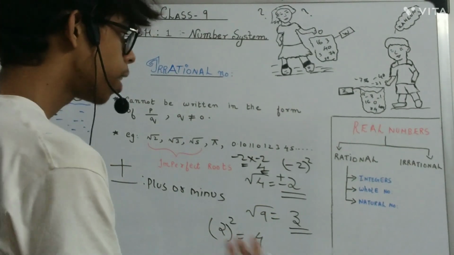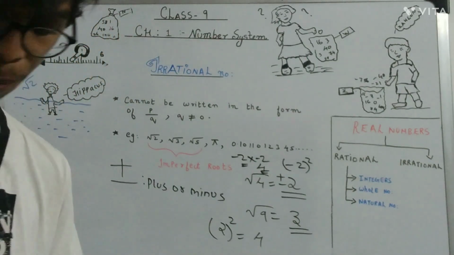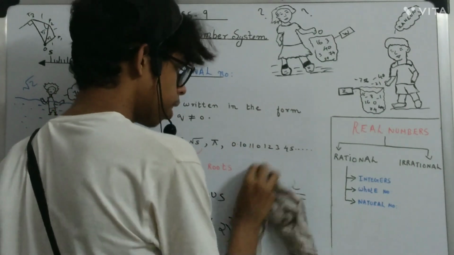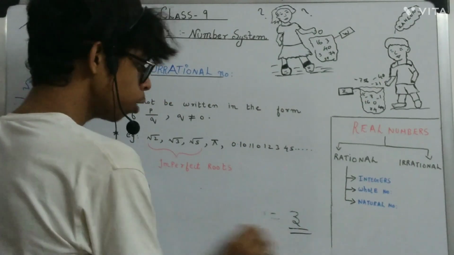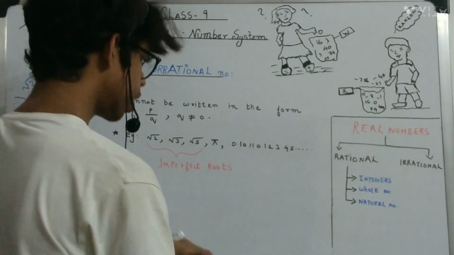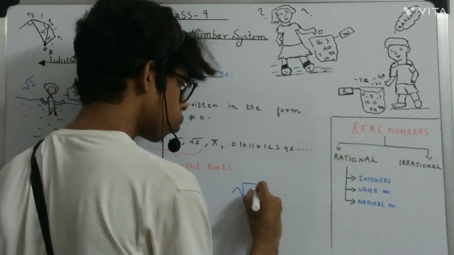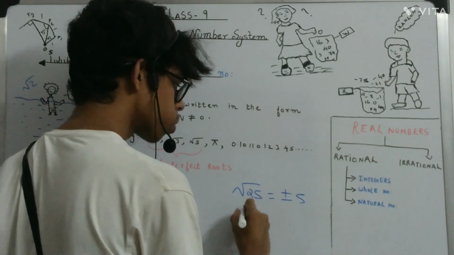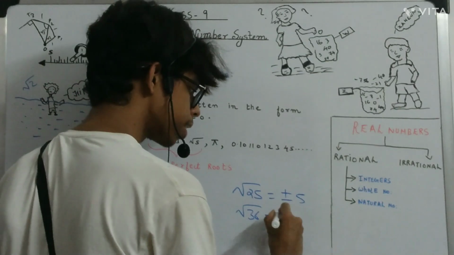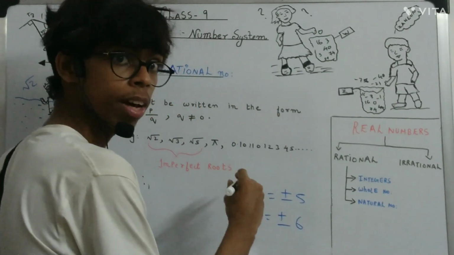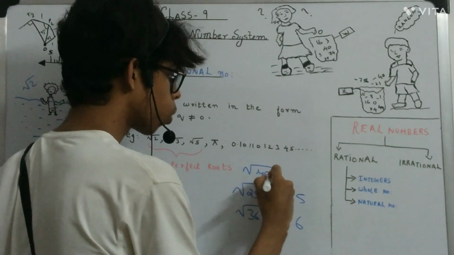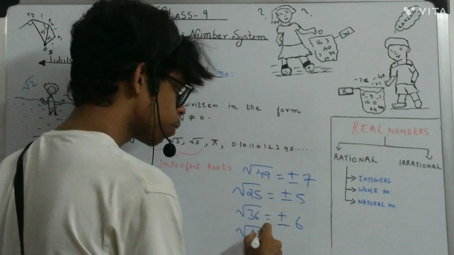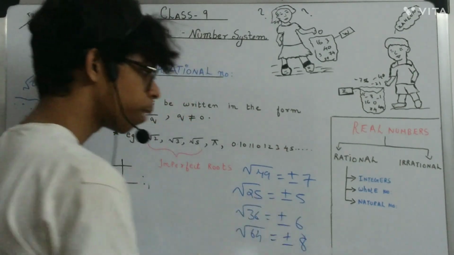So from our 9th standard onwards, whenever we write the square root of any perfect square, we should always write it as plus or minus. If I ask you what is the square root of 25, how will you write it? You should write plus or minus 5. Square root of 36, plus or minus 6. Square root of 49, plus or minus 7. Square root of 64, we will write it as plus or minus 8.